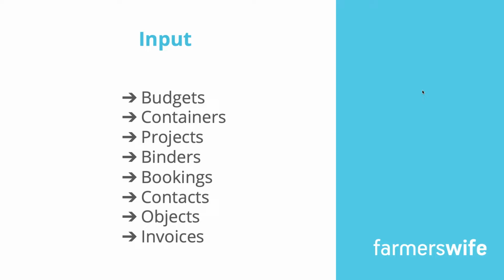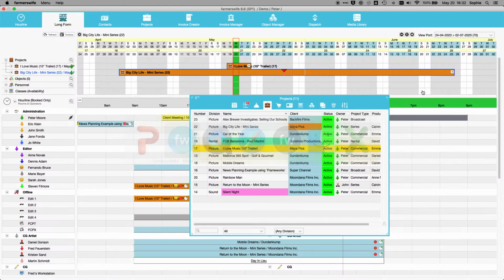Now, the first thing we need to talk about in financial reports is what input we need for the report, or what input farmerswife can use in a financial report. And it is, as you can see in this list here, basically every single component that is farmerswife. So we'll be able to run reports based on budgets, containers, projects and binders, selected bookings, contacts, selected objects, and selected invoices. That can all form the input basis for our report. So let's look at what that looks like in this version here.